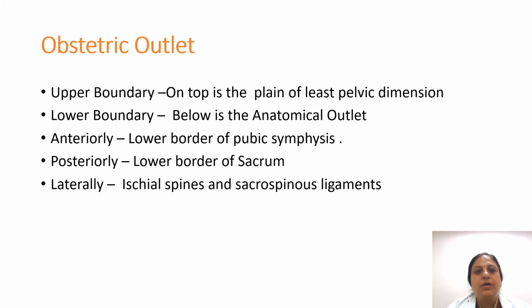The obstetric outlet is bounded as follows. The upper boundary, on top, is the plane of least pelvic dimension, which means at the level of ischial spines. The lower border below is the anatomical outlet. So now you can understand that the obstetric outlet is above the anatomical outlet. Anteriorly is the lower border of the pubic symphysis, posteriorly the lower border of the sacrum, and laterally the ischial spines and the sacrospinous ligament.